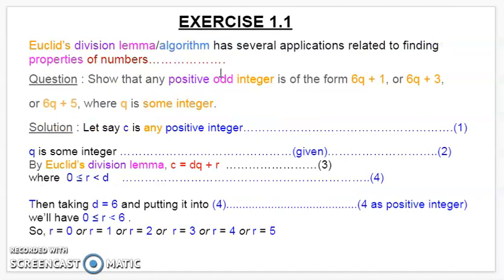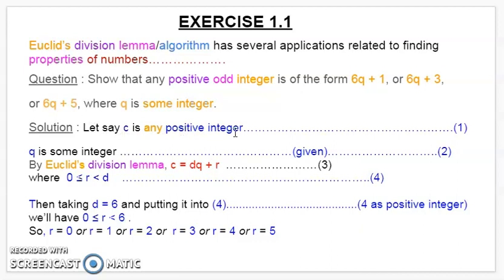Now from the exercise we have one question, which again has the same process of solving. Here again the positive odd integer is of the form 6q plus 1, 6q plus 3, 6q plus 5. So these are the three forms we have to obtain in our solution, where q is some integer. The same process, look, it has the same process we have to show.